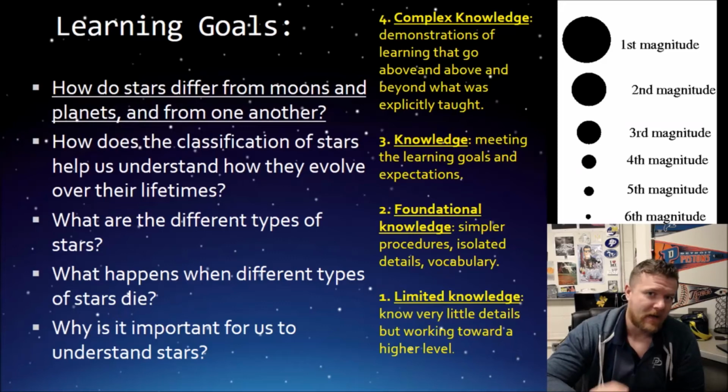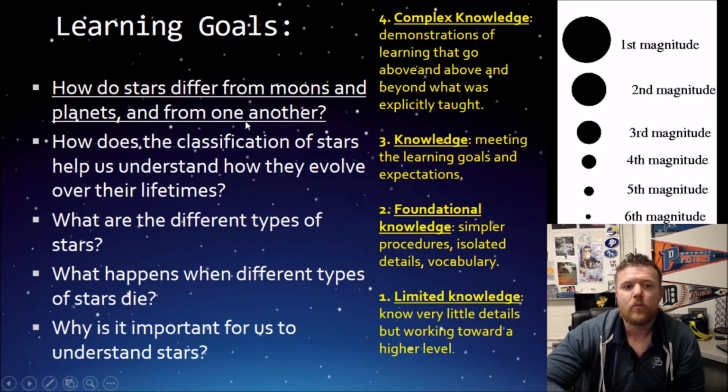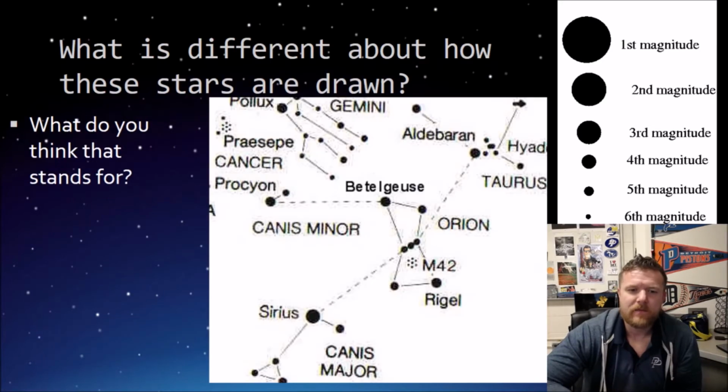Now we're going to start looking at how stars differ from one another. Take a look at this drawing. Try to come up with what is different about how the stars are drawn. What's different about them? The sizes are different. What do you think the different sizes stand for?